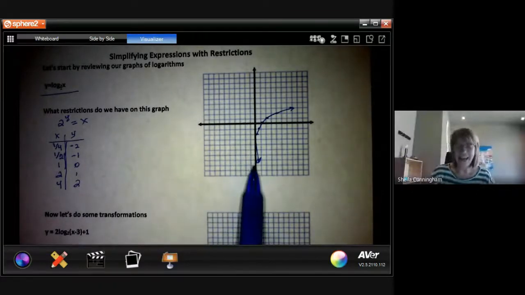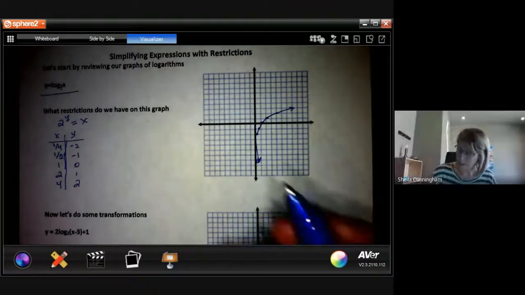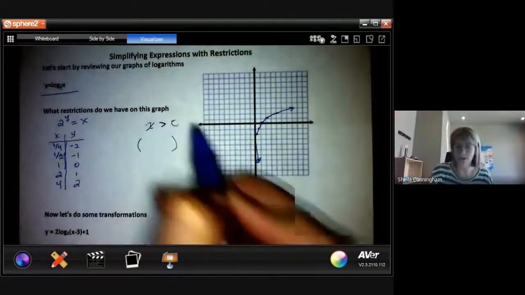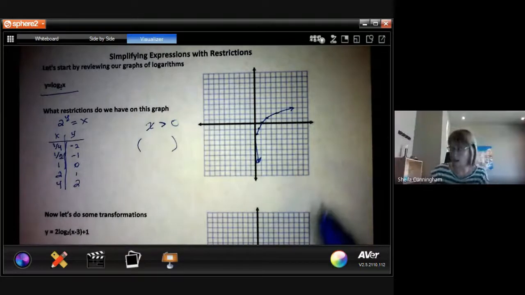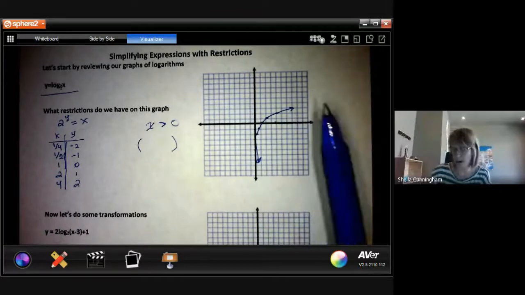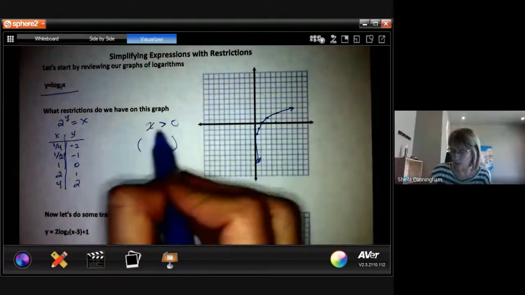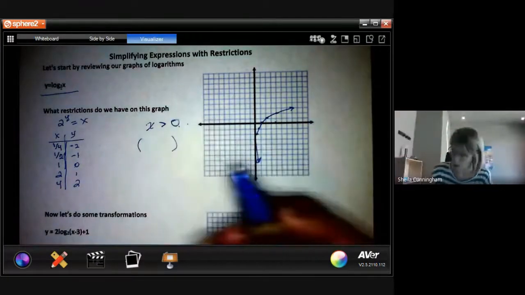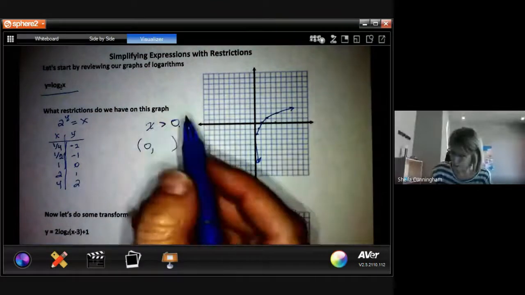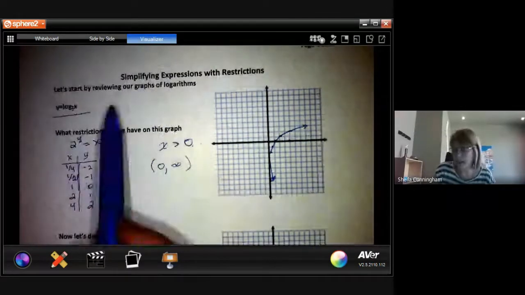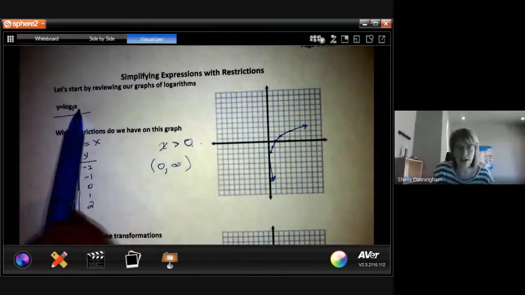So if I look at this and I say, I need to know what the restrictions are, I'm going to say that x has to be greater than 0 in this instance, right? Because if we look at our graph, everything is larger than 0. It's all on the right-hand side of the y-axis. So in this case, my restriction would be that x has to be greater than 0. So I could write it like that, or I could write it in other notation, where we'd say 0 to infinity.